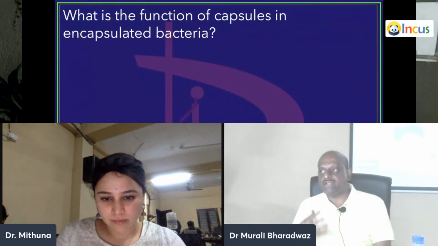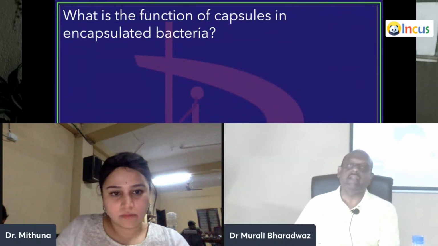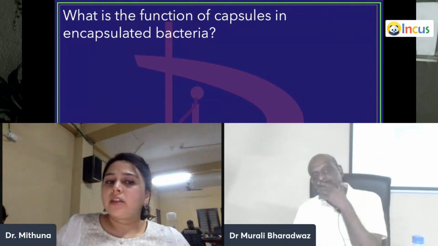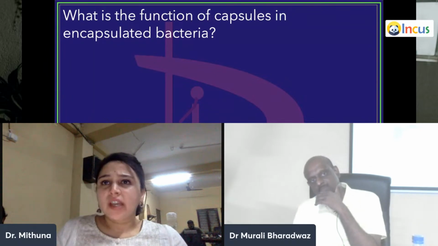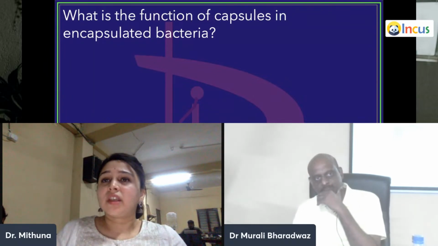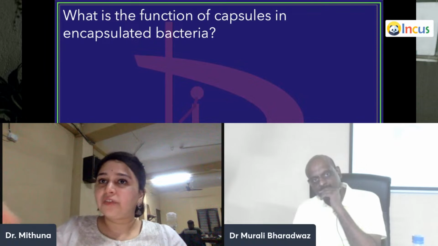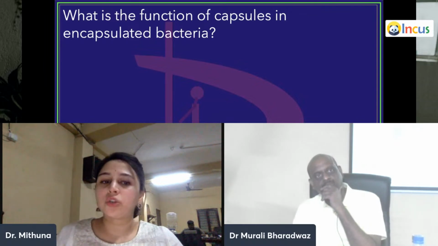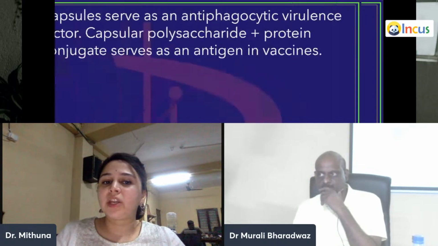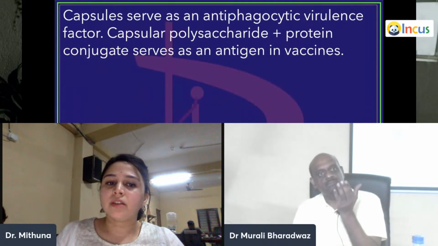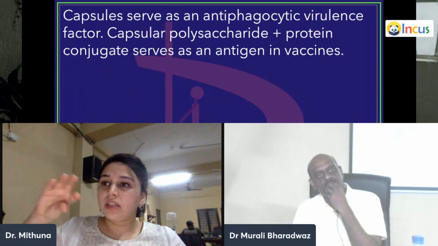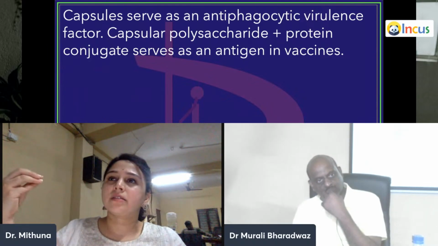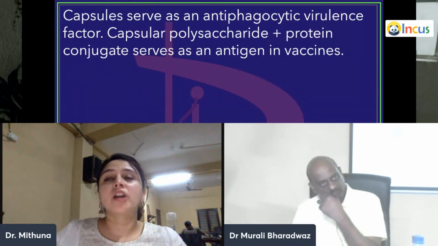So, what is the function of the capsule in an encapsulated bacteria? It is anti-phagocytic, so it doesn't allow phagocytosis, doesn't allow our host cell to identify that it's a bacteria, hence it is not getting destroyed in the host. And it is made up of polysaccharide and protein. Even the capsule without the organism in it serves as a component required for production of vaccines.